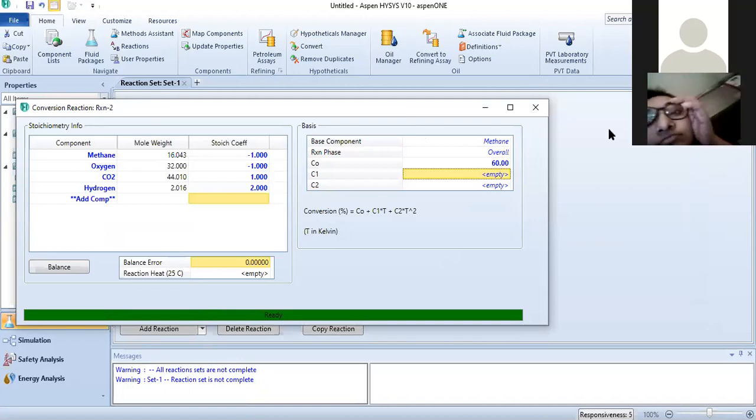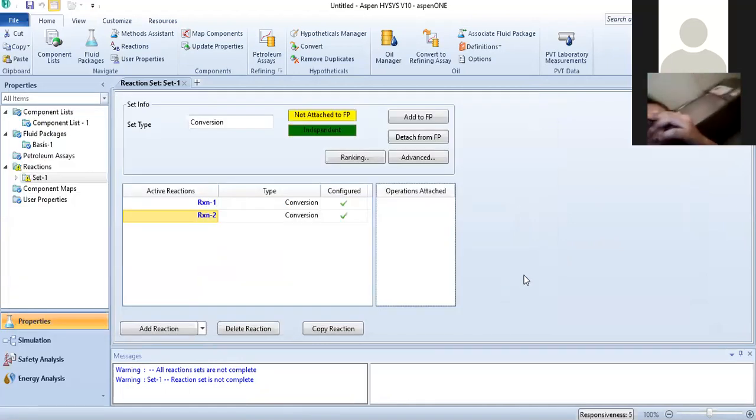Now it is defined. Since whatever reactions are applicable for your case, you have entered all the reactions. Like other simulations, once you have defined your component list and selected the fluid package, by default whatever fluid package you have selected will be attached to that component list, right?